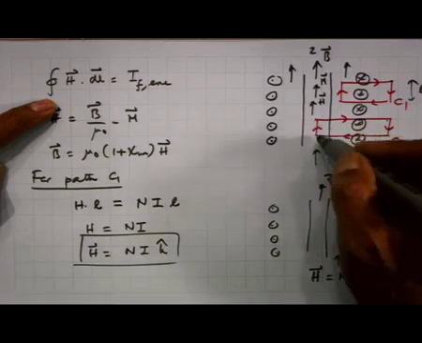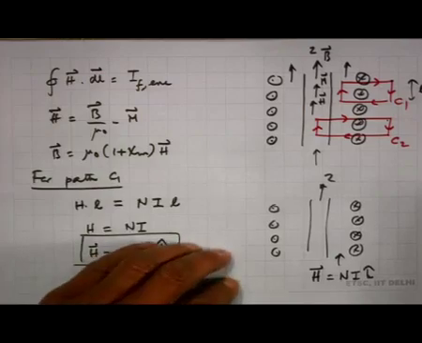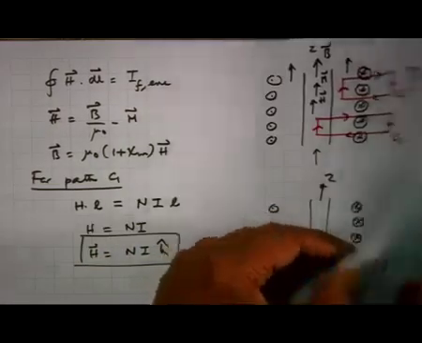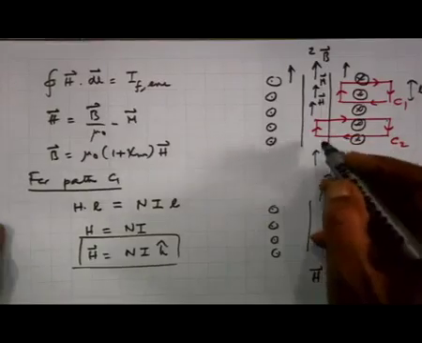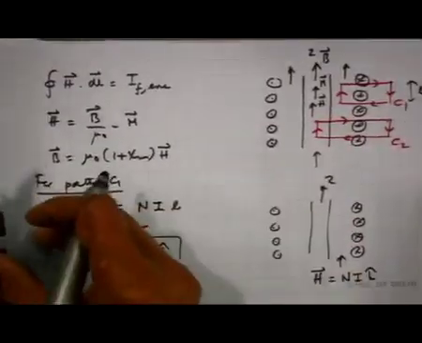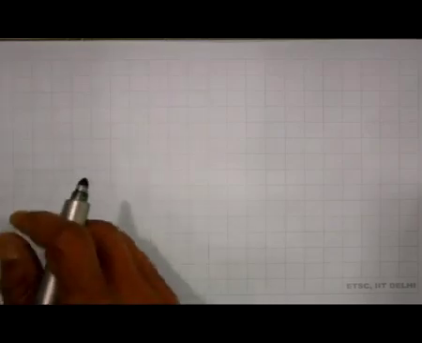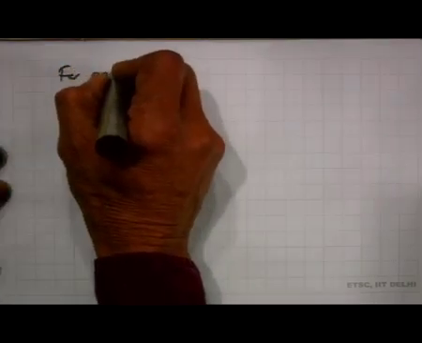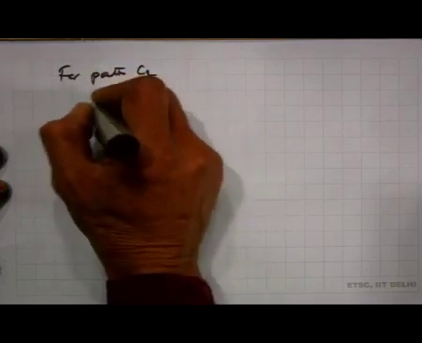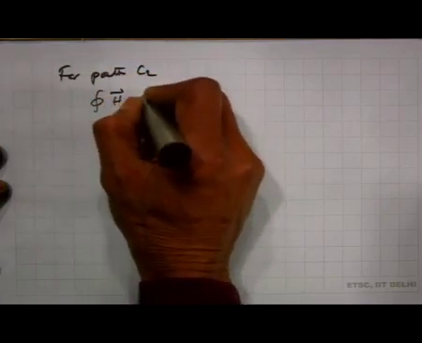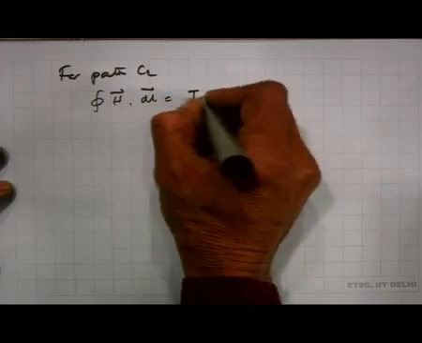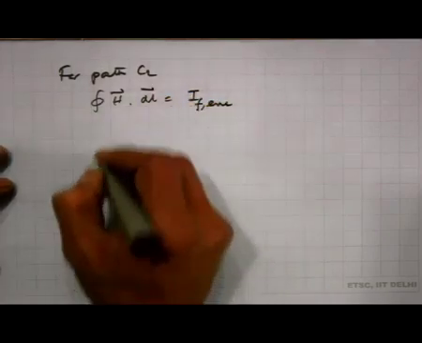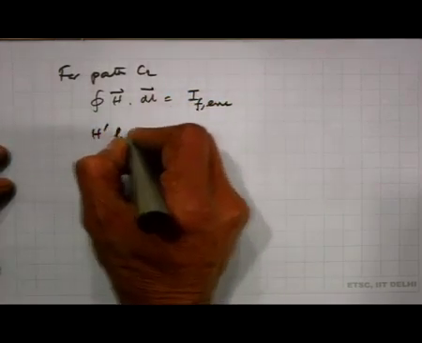So, if H is the H vector here, let me call it H prime here. So, if H prime is the H vector within the medium, then for path C2 I apply the same equation, closed integral of H dot dl is equal to I free enclosed. So, I will get H prime times L is equal to the total current enclosed.